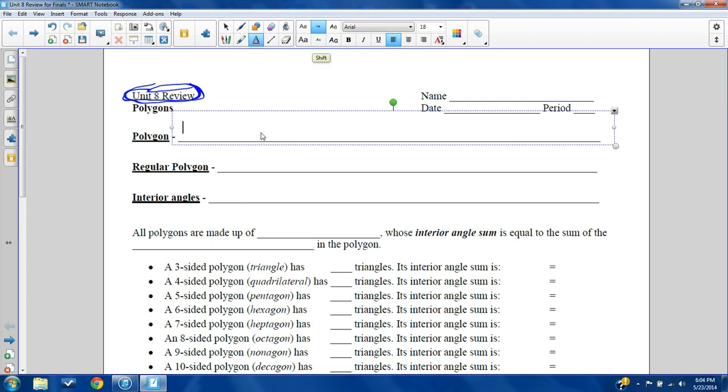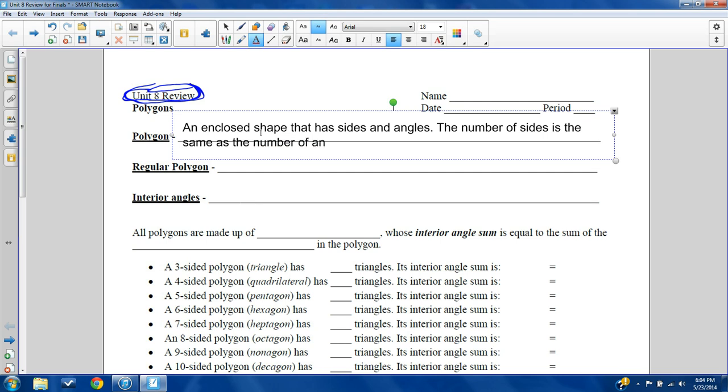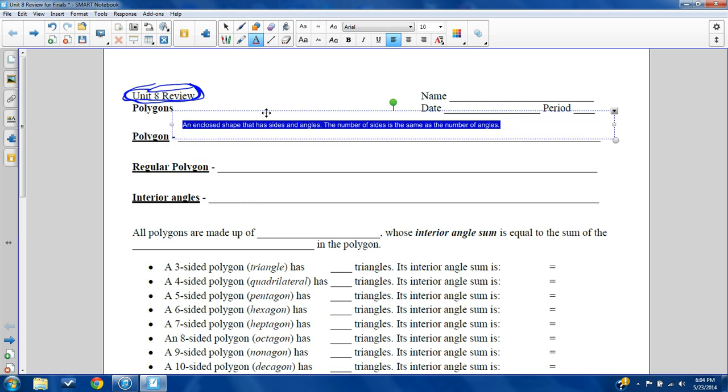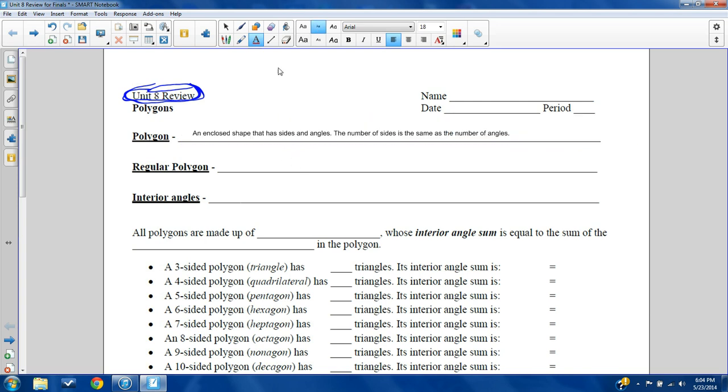A polygon is an enclosed shape that has sides and angles. Now, the number of sides is the same as the number of angles. You might want to shorthand that in some way. So, like, a square or a quadrilateral has four sides and four angles, and it's enclosed. There's no opening in it.